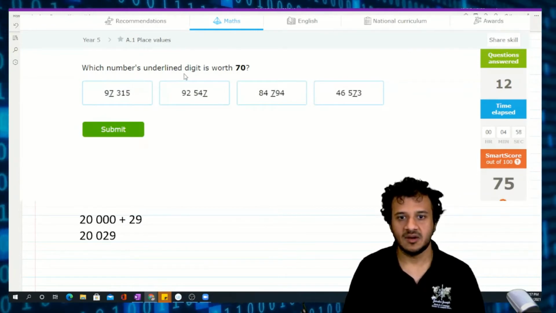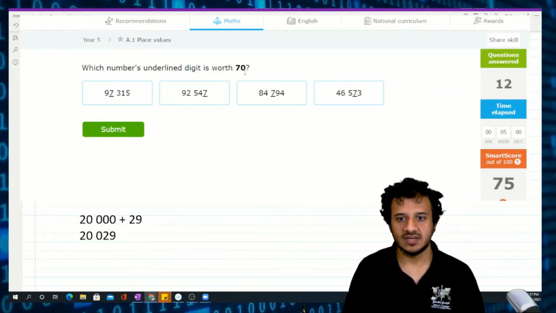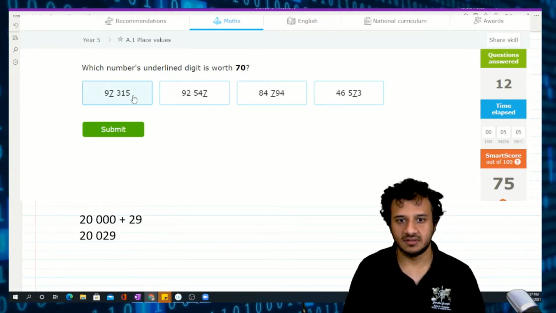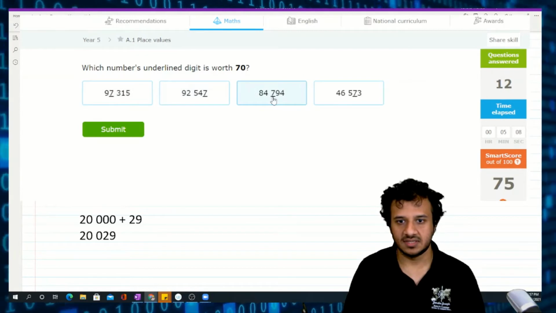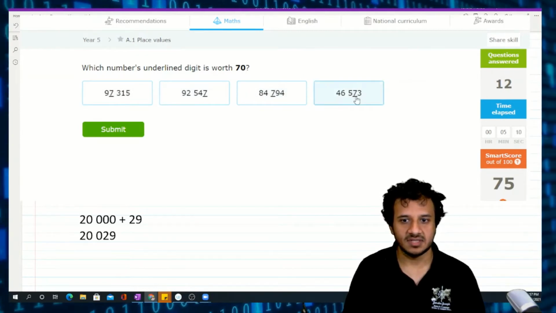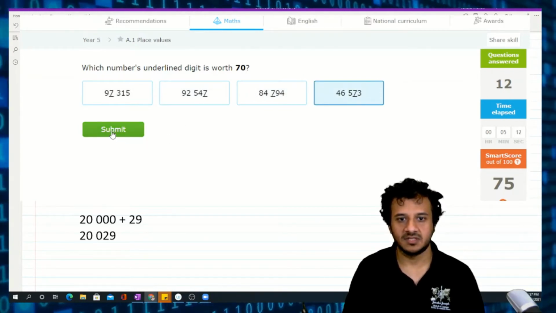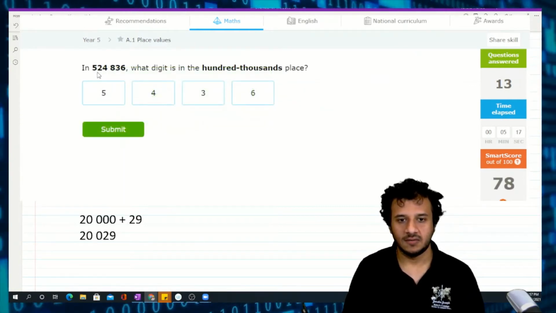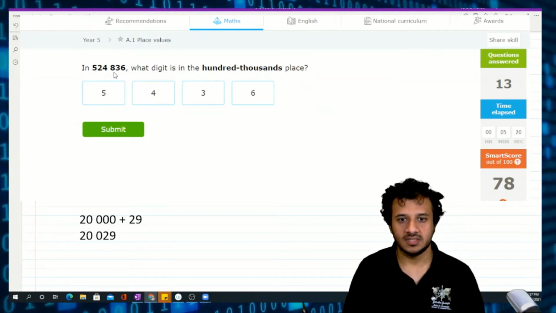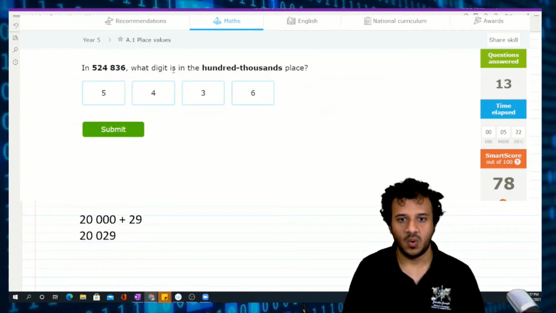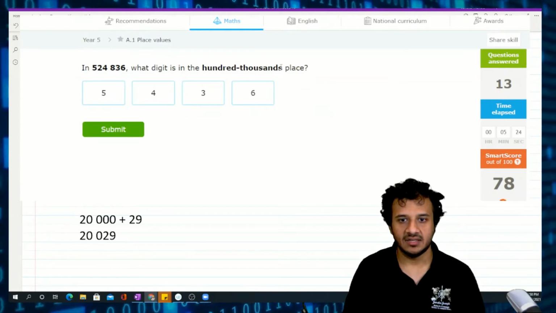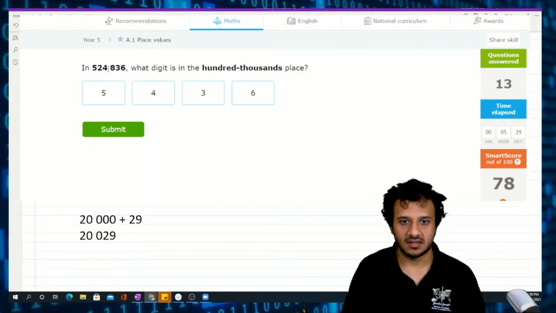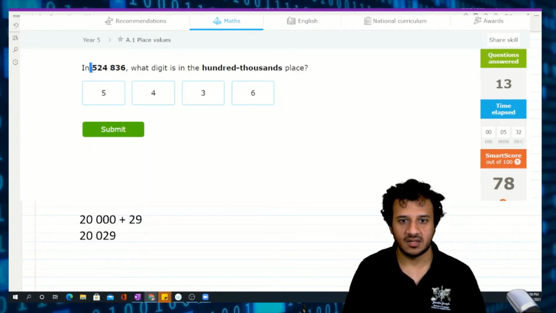What is the number underlined in the digit word 17? This is 7,000. This is just a 7. This is 700. This is a 70. In 524,836, what digit is in the 100,000 place? So let's have 100,000, right? Ones, tens, hundreds, thousands, 10,000, 100,000. That's 5.